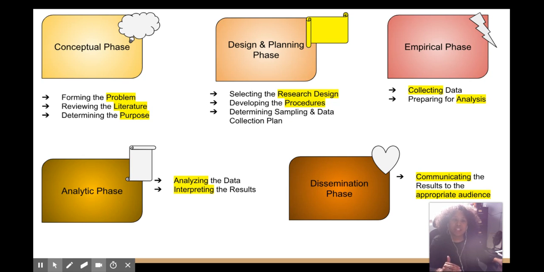And then again, the dissemination phase is really about communicating the results. So that's why that heart is there, because that's where your heart is. You know, you're doing the study for a reason, and it's to share and advance knowledge and solve problems. And so your heart's got to be in it in order for you to take on such a big endeavor.